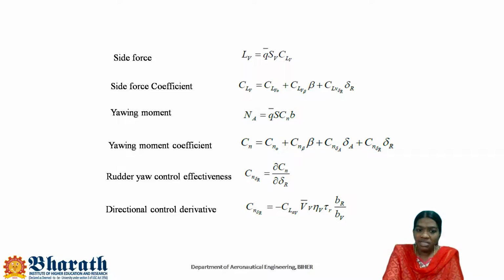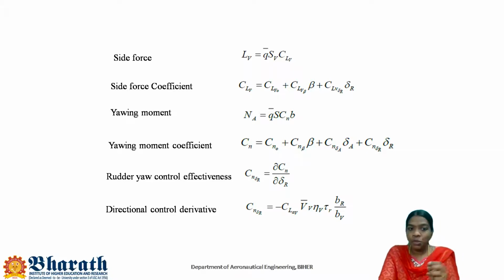So the next one is the aerodynamic yawing moment, NA. In the previous diagram we have seen that NA yawing moment is a function of the dynamic pressure, wing area, wingspan, and the coefficient of the yawing moment. As we know, the moment is force into perpendicular distance, force into the moment arm. Here the moment arm is the wingspan. So the yawing moment is formulated as Q bar S into Cn into B, where Cn is the yawing moment coefficient.